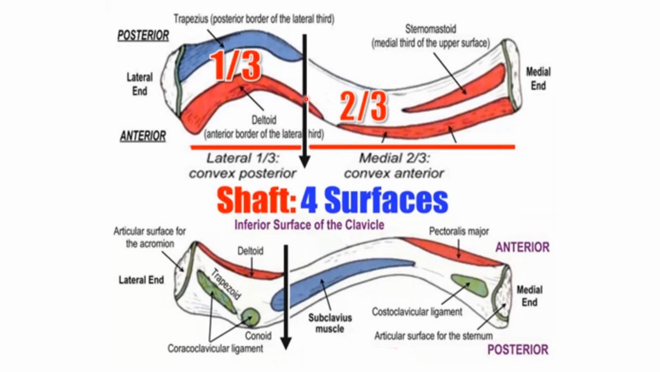Now the inferior surface has three features. There's an impression on the medial third for the costoclavicular ligament. For the lateral 1/3, we have the conoid tubercle and the trapezoid line. The conoid tubercle is for the conoid ligament, and the trapezoid line is for the trapezoid ligament, and both of them come together to form the coracoclavicular ligament.